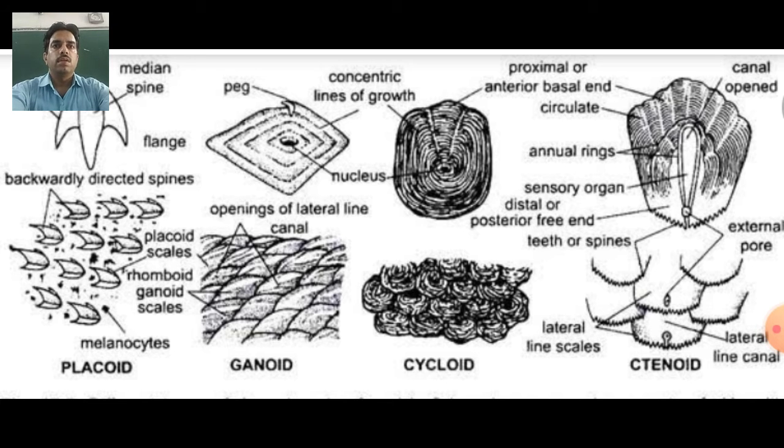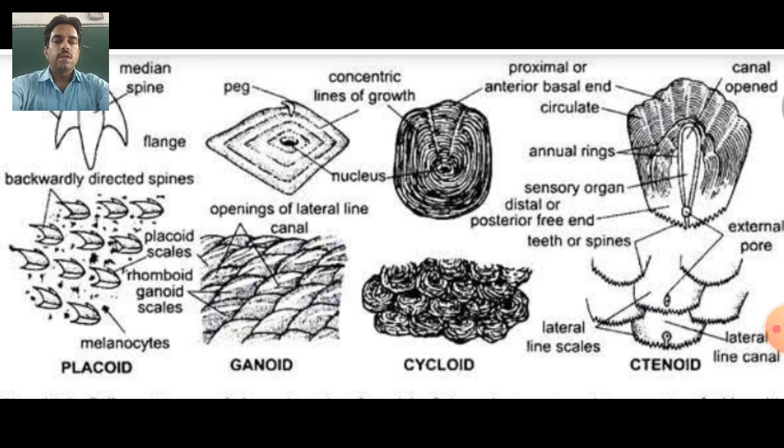So here we are discussing the scales of fishes. These are the dermal scales on the basis of origin. So here are five types of scales present in fishes. Number one is cosmoid scales, which is not shown in this slide.